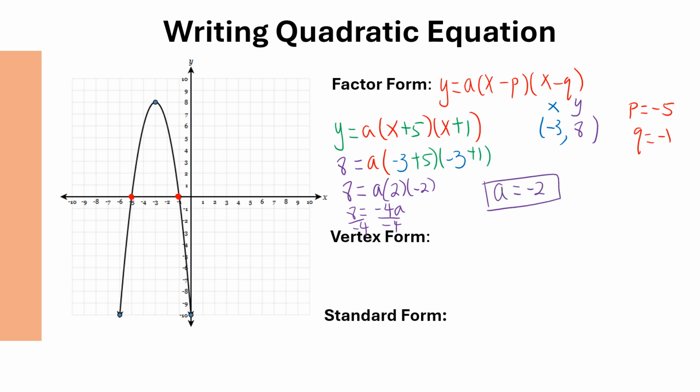So now we know what a is. Go back to your equation and replace that a with -2, and this is the quadratic equation in the factor form.